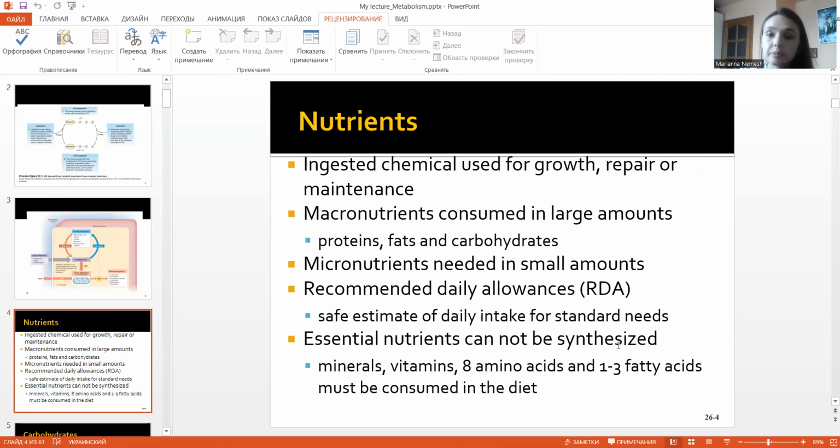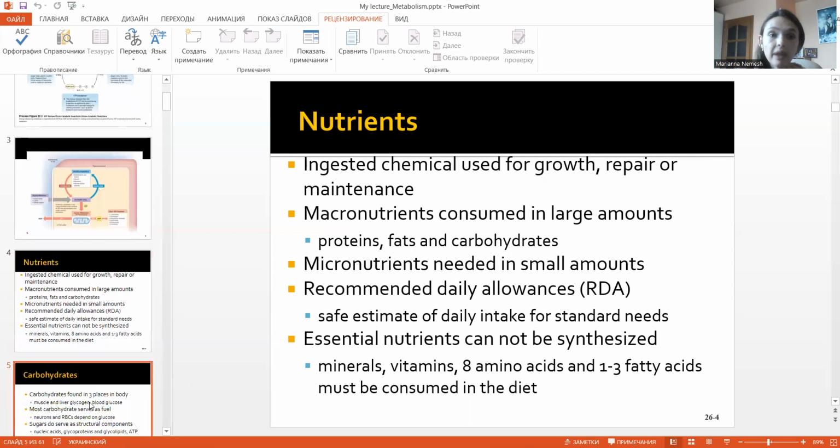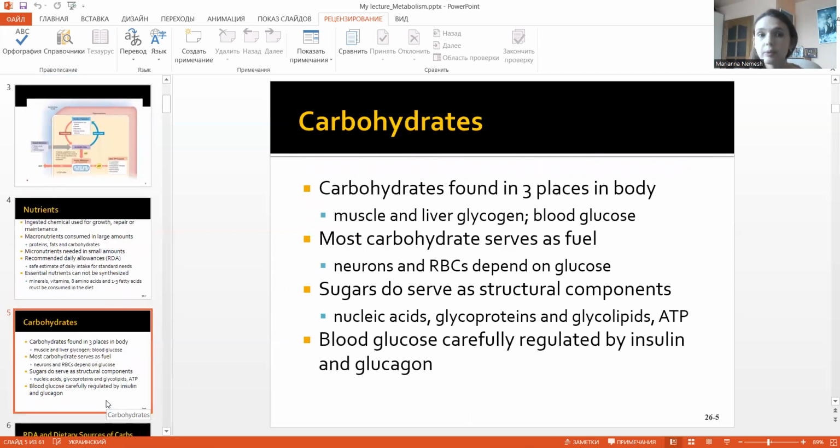Essential nutrients cannot be synthesized in our bodies. That is why we need to get them from food. The essential nutrients, presented by minerals, vitamins, 8 amino acids, and 1 and 3 fatty acids, must be consumed in a diet. The first nutrient which we are going to discuss is carbohydrates.